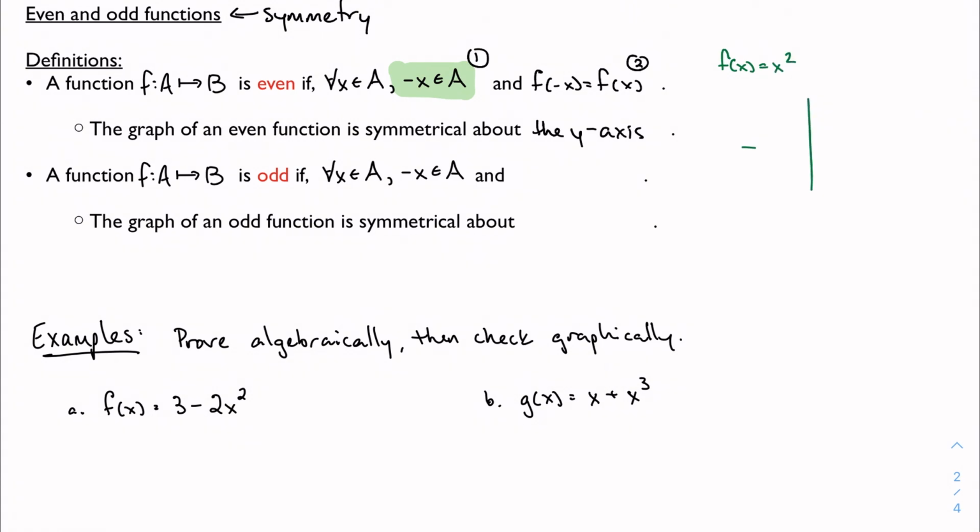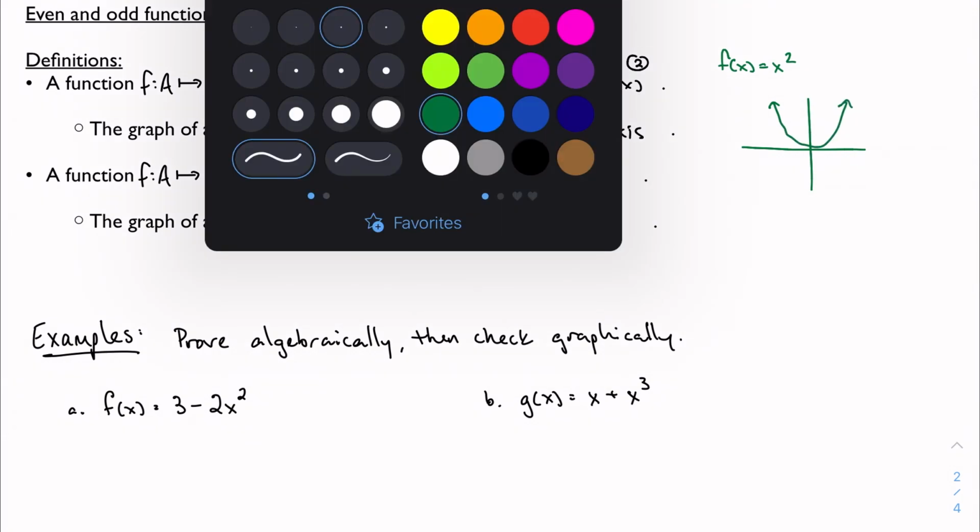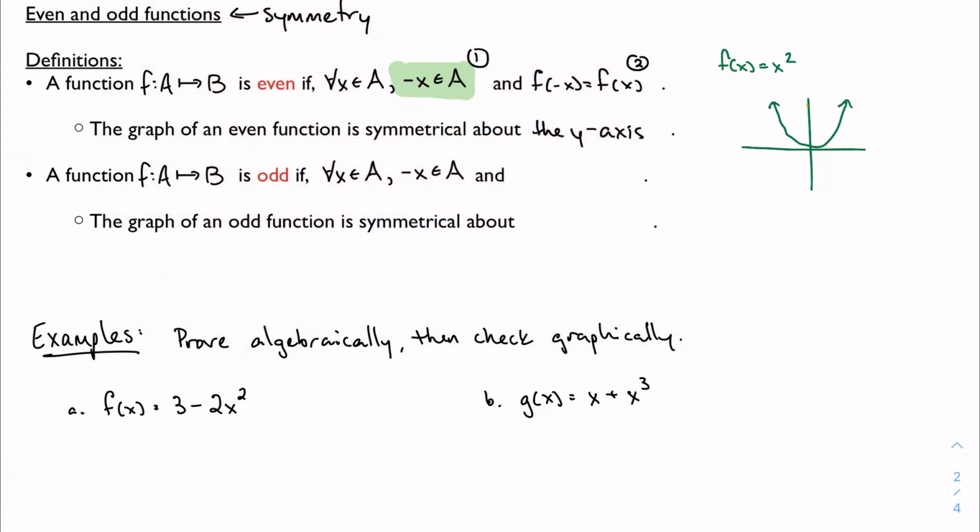Something as simple as just an ordinary parabola, just like this. And if I were to draw this more perfectly, you would see that the line x equals 0, the y-axis, acts as a sort of mirror between both halves of the graph. So we can see that this graph is even, but we can also check it algebraically by plugging in negative x, and this just gives me x squared, which is the same as the original function. So therefore, it's even.